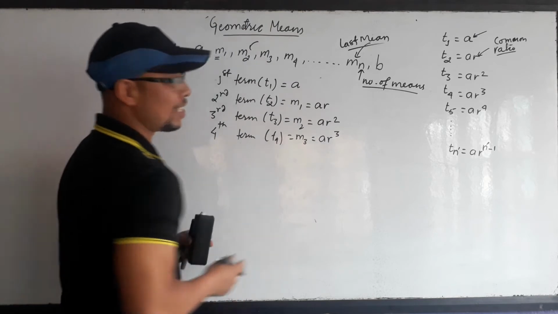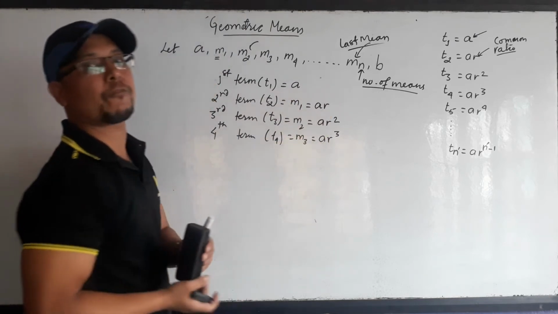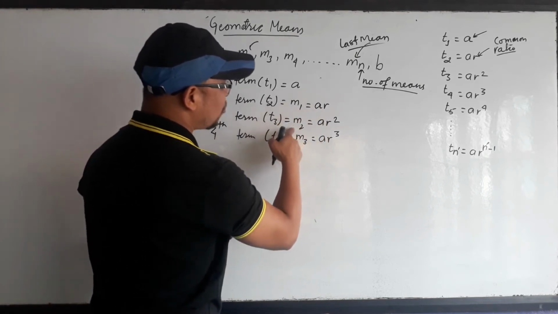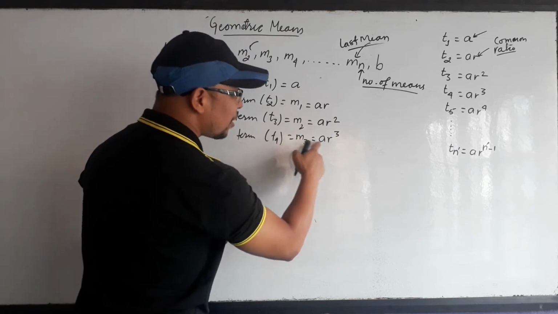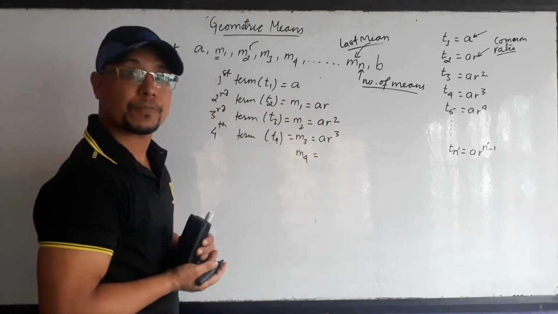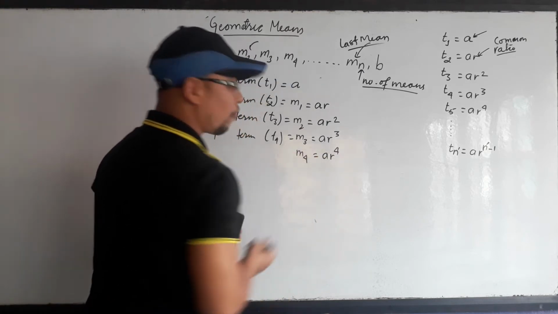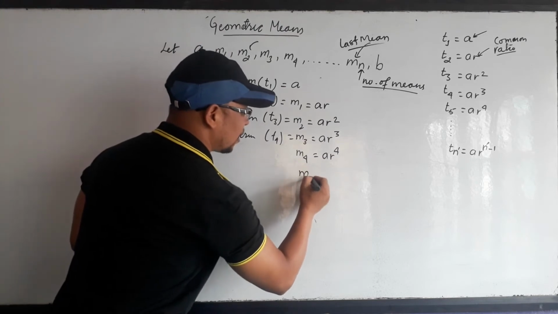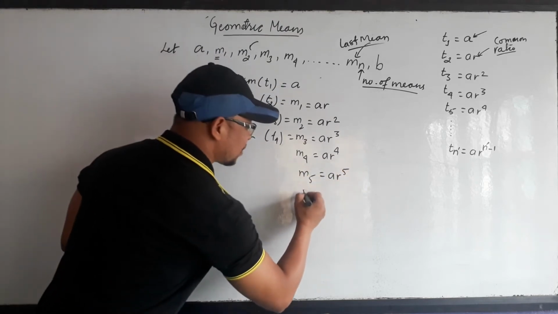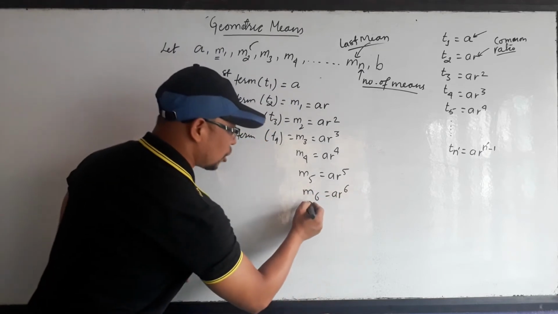So M3 formula is AR cube. Okay, students. Now from here we can generalize the formula. Say M1 is AR, M2 is AR square, M3 is AR cube. Now can you tell me what is M4? Of course, M4 will be AR power 4. So what is M5? M5 will be AR power 5. So what is M6? Of course, M6 will be AR power 6. So dot dot dot.